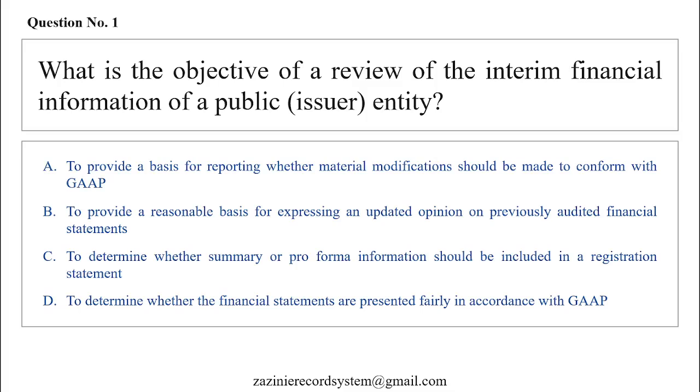Question number 1. What is the objective of a review of the interim financial information of a public issuer entity? Letter A, to provide a basis for reporting whether material modifications should be made to conform with GAAP. Letter B, to provide a reasonable basis for expressing an updated opinion on previously audited financial statements.